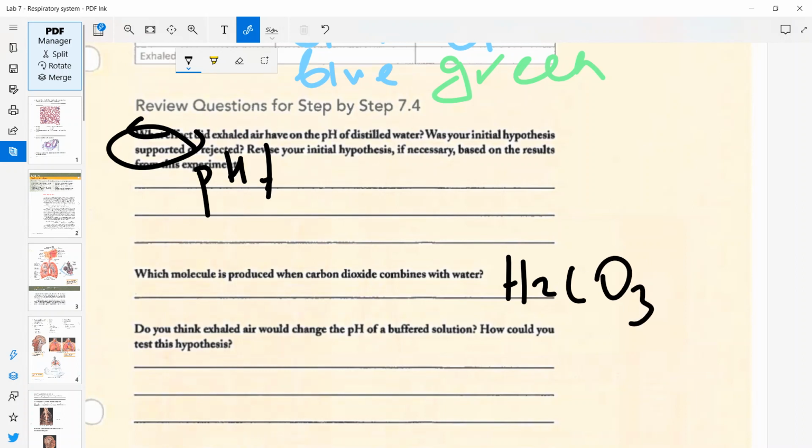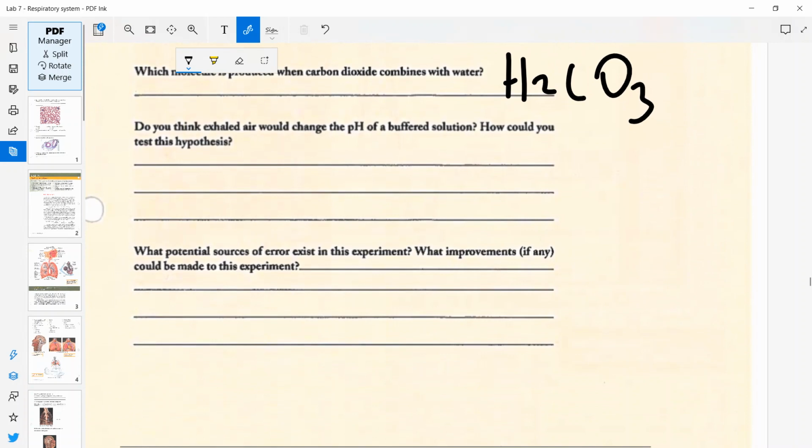Now, if you take not the water but a buffered solution that contains certain salts that can absorb hydrogen ions and can prevent the abrupt change of the pH, then I don't think exhaled air would change the pH of a buffered solution. How could we test this hypothesis? We would take buffer solution and exhale into it.